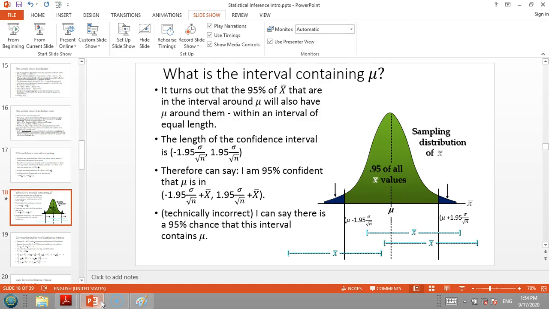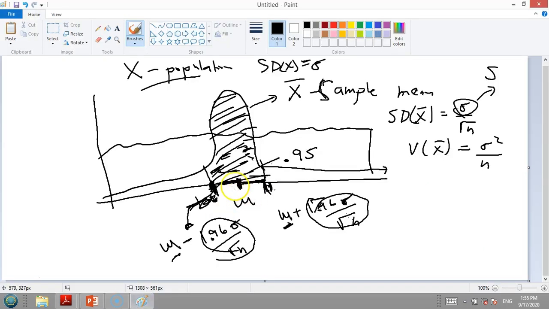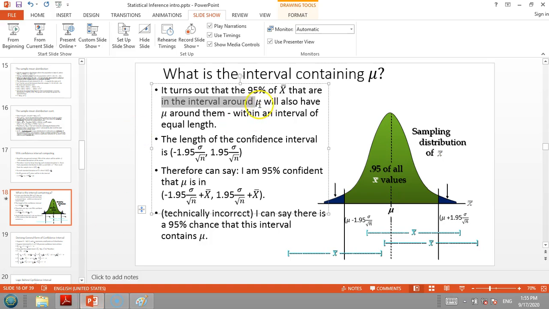Okay, now, let's talk about the confidence interval. This is the interval containing mu, or highly probable interval. Watch. So, it turns out that 95% of the x bars are in an interval around mu. And I showed you here, 95% of these x bars will be in the interval around the population mean. And the population mean will be the most likely that they are, okay? This is very important.